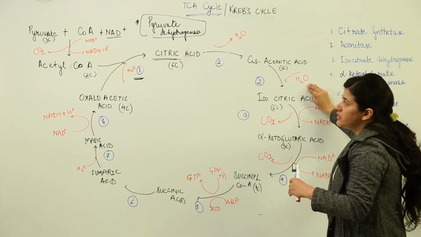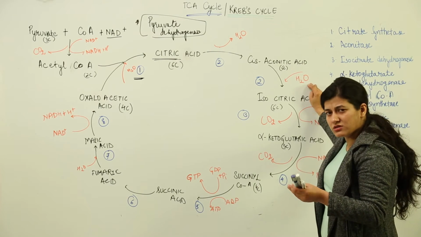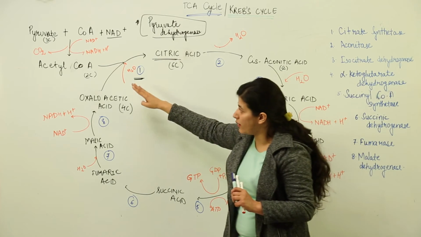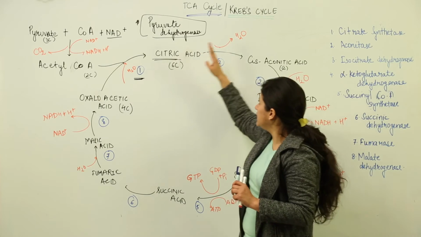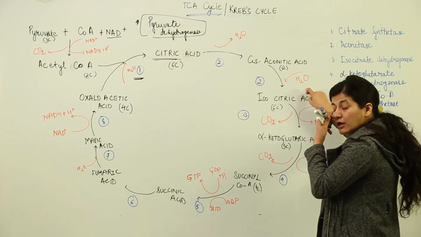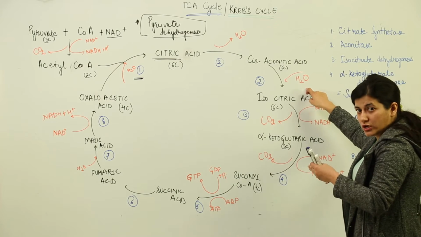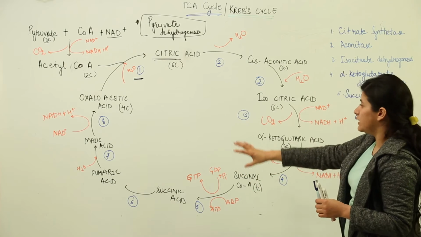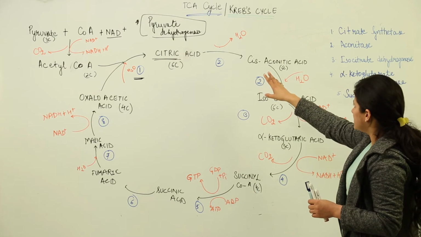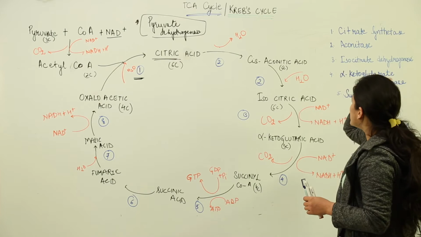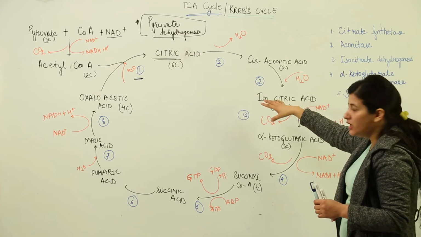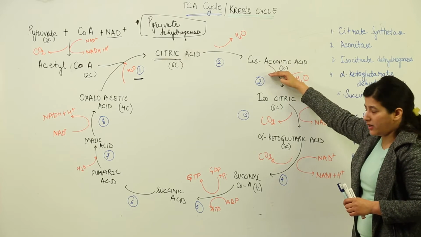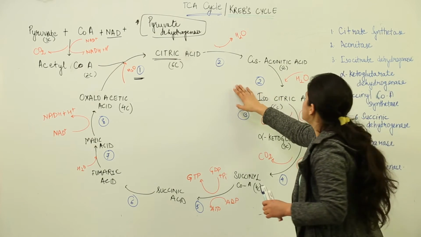Please don't confuse yourself with uptake and release of water molecules, because it is quite confusing, I believe. But over here just cram it: here one water molecule is taken, here it is released, here it is taken back. We will consider those water molecules in the end, but for now just remember that there are 3 places in the cycle where water molecules would be taken and one place where it would be released. Now this isocitric acid and cis-aconitic acid are isomeric. They have been formed by the enzyme aconitase.